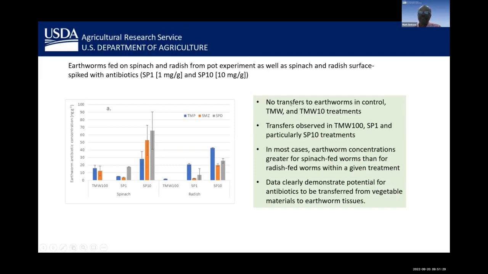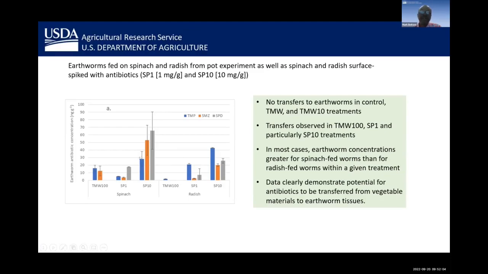We also noticed that the same trend followed. We did not detect these compounds with the control, the treated wastewater, and even with treated wastewater with 10 ppb spike into the plants when we were growing them. So we were beginning to see the effect of earthworm on part of our data.